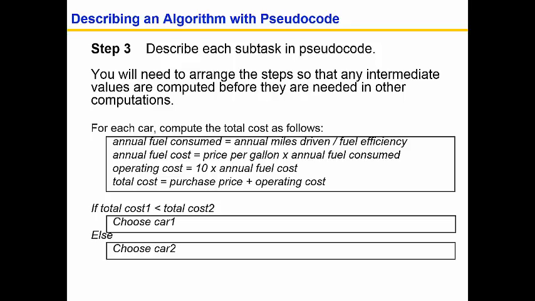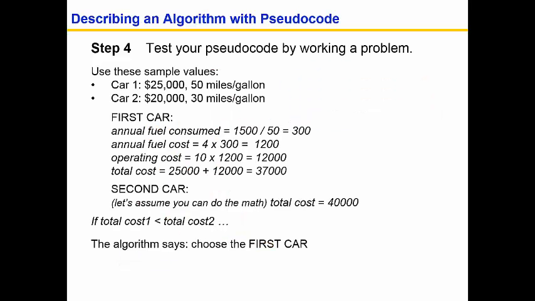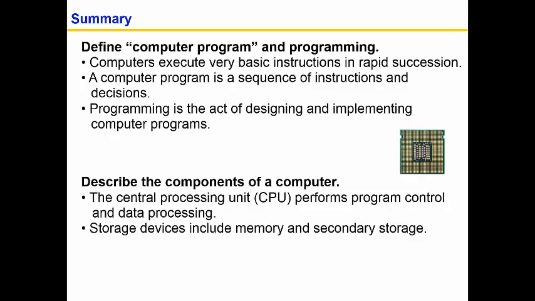We put that all together. We compute the total cost. And then we say, well, which total cost was better? And we arrange it. So this becomes a pseudocode. And then you work a problem. Work your pseudocode with an example. Here's my two examples. Calculate the total cost. First one was $37,000, second one $40,000. Choose the first car. So that's the idea of algorithms, of stepping through step by step.